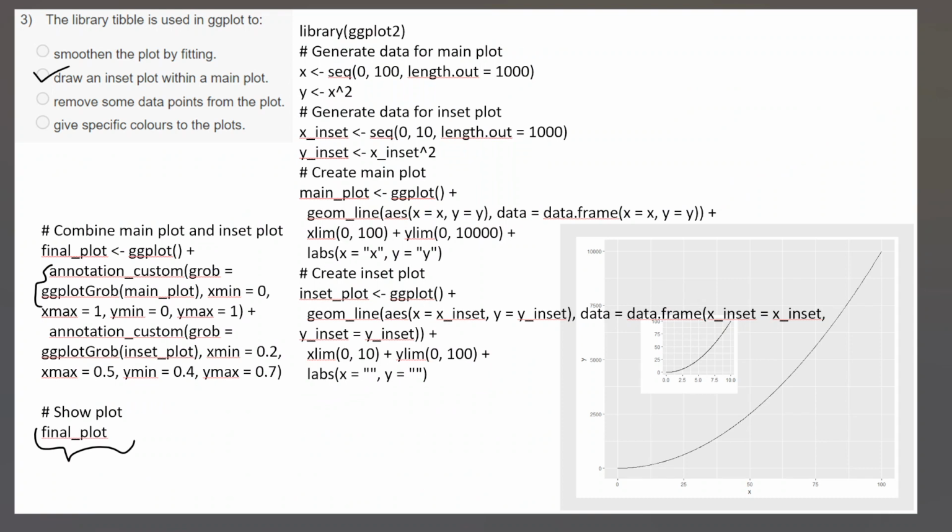The library patchwork is used with ggplot. We have seen techniques before, such as smoothing, removing some data points, and using specific colors. But this particular function is especially used when drawing an inset plot within a plot.